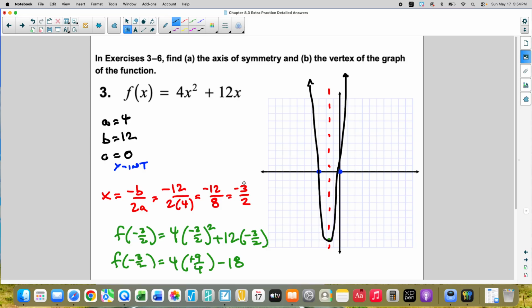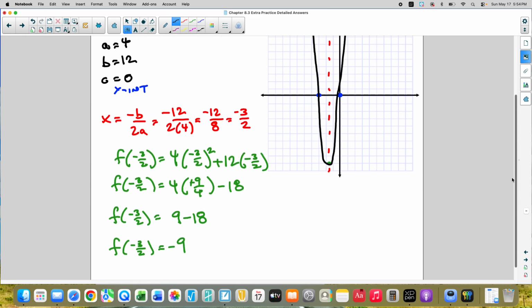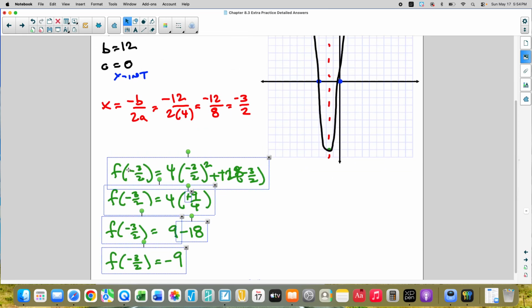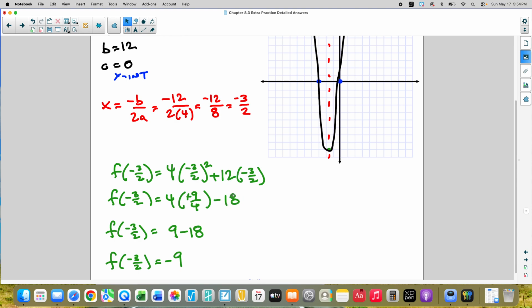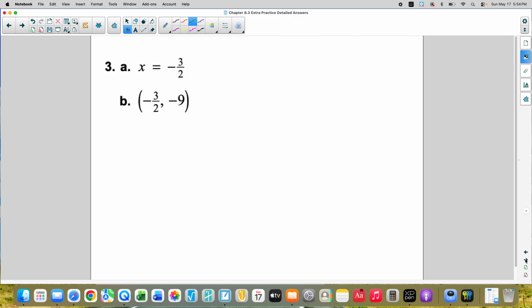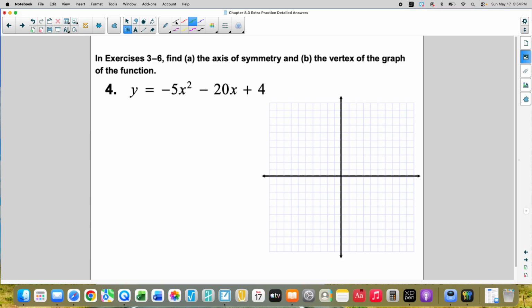So axis of symmetry, well, I guess we can do this. Let's do this. x equals negative 3 halves. So that's my axis of symmetry. And then my vertex is going to be negative 3 halves, comma, negative 9. And we can make that a little bit more professional: negative 3 halves, negative 9. Love it. Good. Okay, my a value.